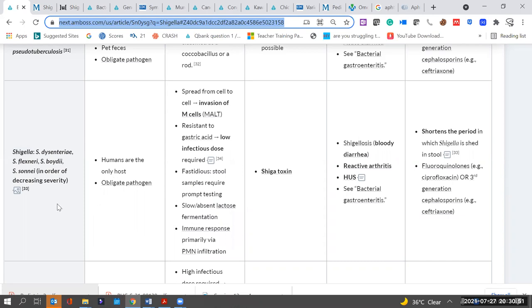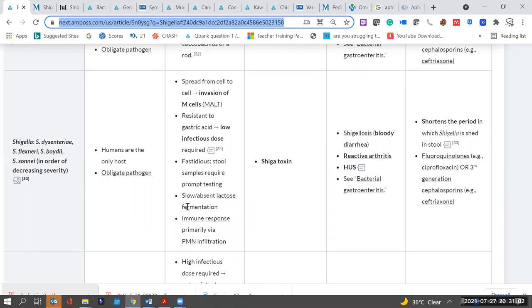Of course, you cannot diagnose Shigella. You cannot say the patient is having shigellosis until and unless you see these Shigella strains, especially. And of course, they're saying slow or absent lactose fermentation. So the process will be slow because of the absence of lactose fermentation. Because of that, the process of forming this infection or multiplying the organism will take some time.